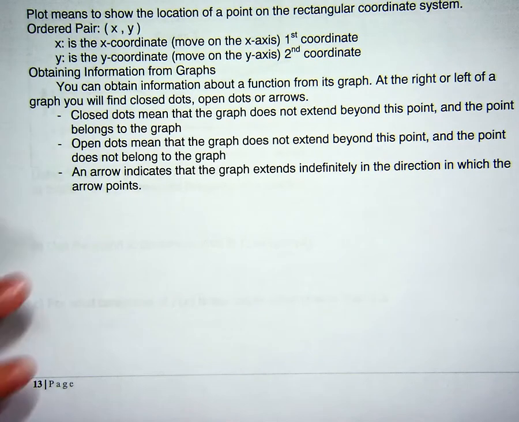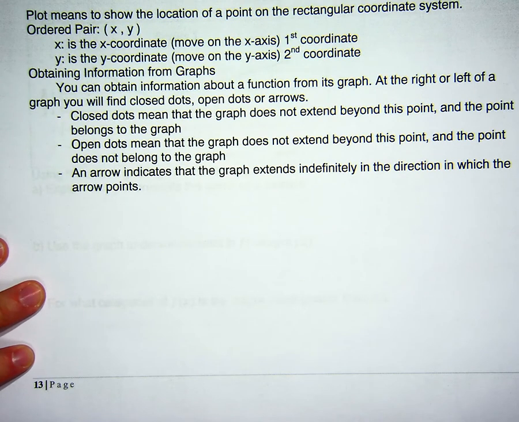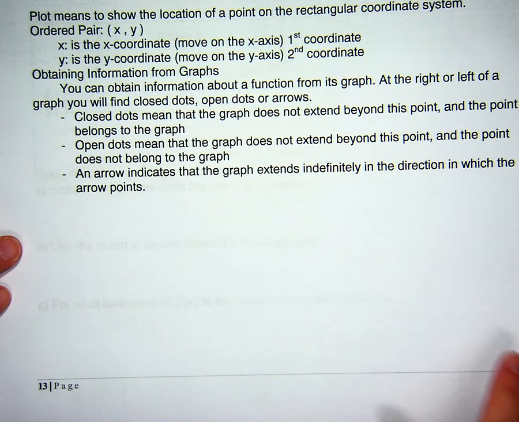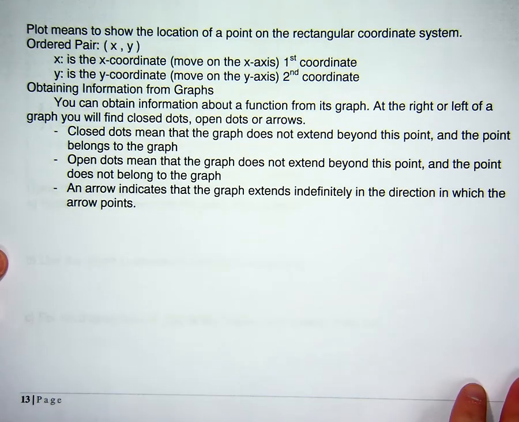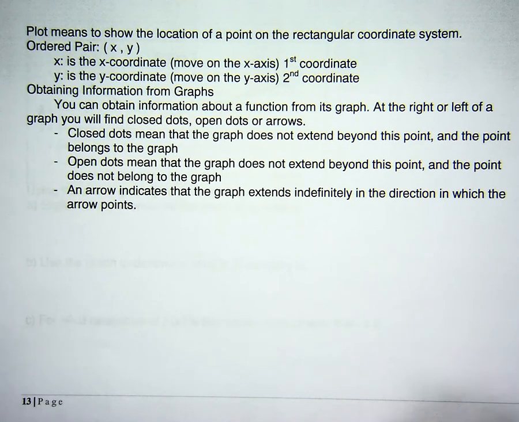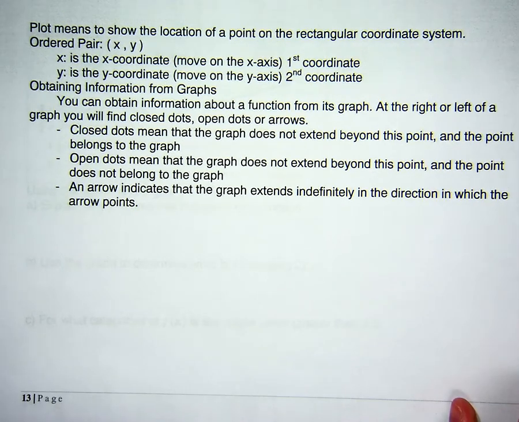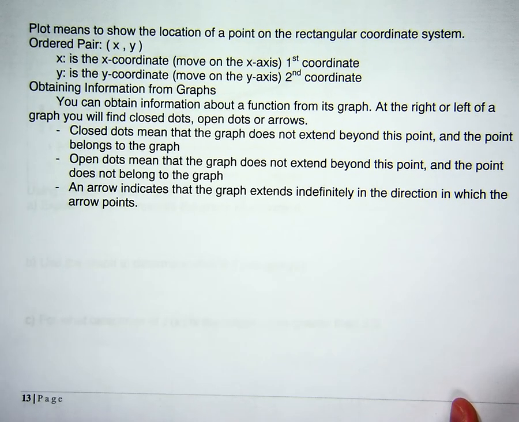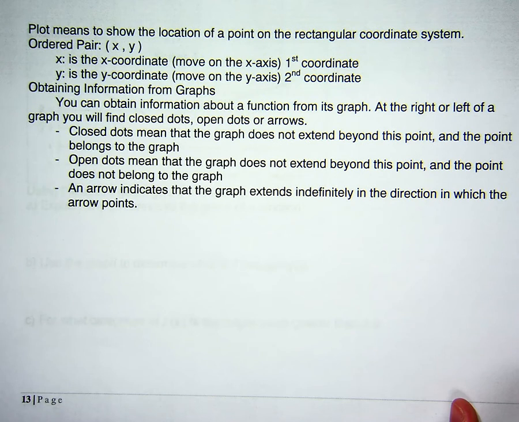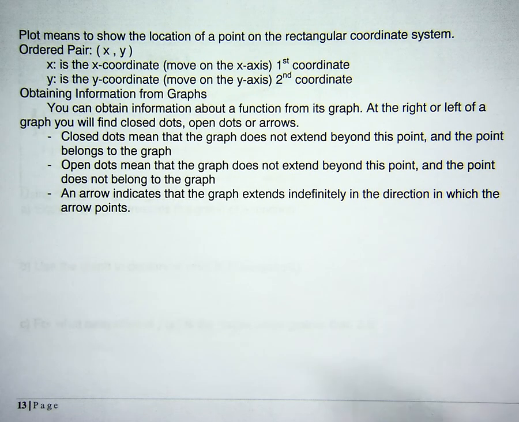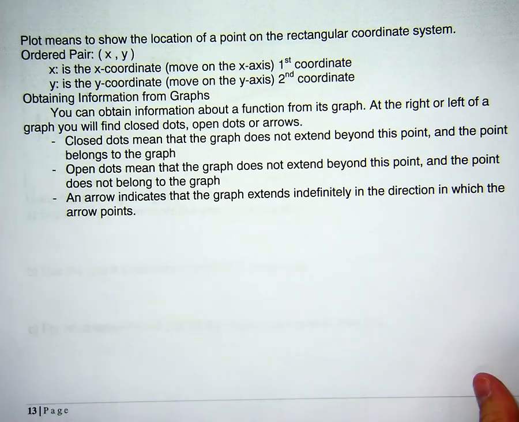To plot means to show the location of a point on your coordinate system. We have an ordered pair. X is the first coordinate, y is the second. We can obtain information about functions from the graph. From the right to the left of the graph, you can find closed dots, open dots, or arrows. Closed dot means include, open dot means don't include, arrow means continue. And that's what that's saying there.